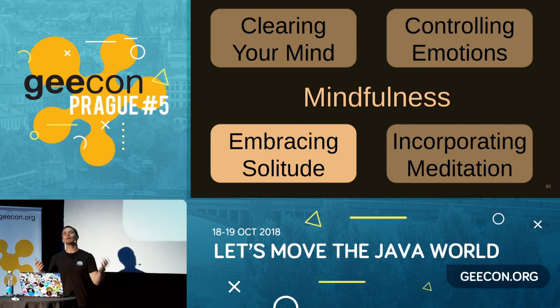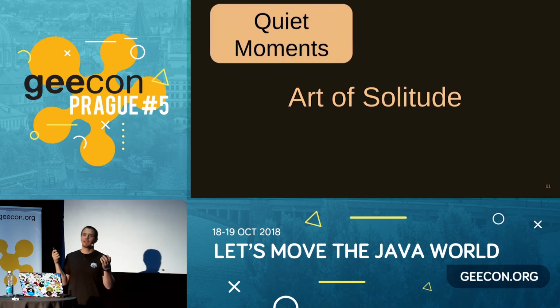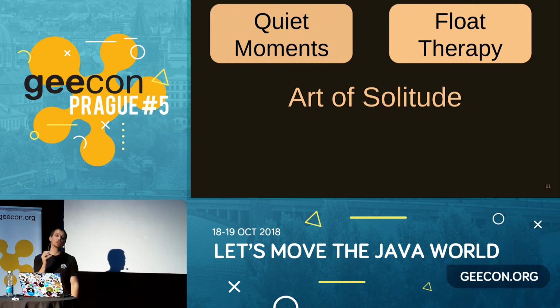And so, about solitude as a whole, the art of solitude. Try to have some quiet moments with yourself. For that, I really like float therapy. It's an amazing tool. It's basically a sensory deprivation capsule. You go in, you lay in the salt water for 90 minutes. You don't hear, you don't see anything, and you actually get to, for the first time in a long time, stay with yourself and think, what am I doing, and can I actually be alone at all?